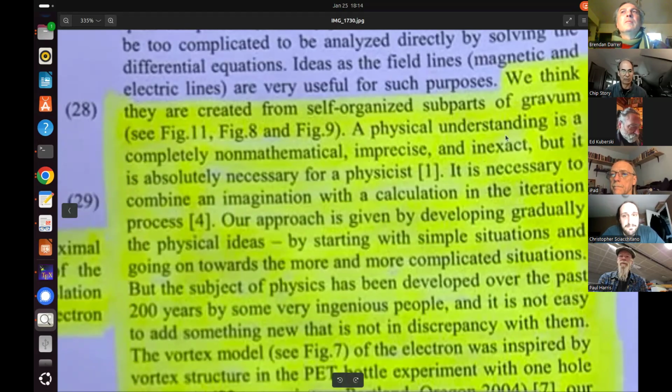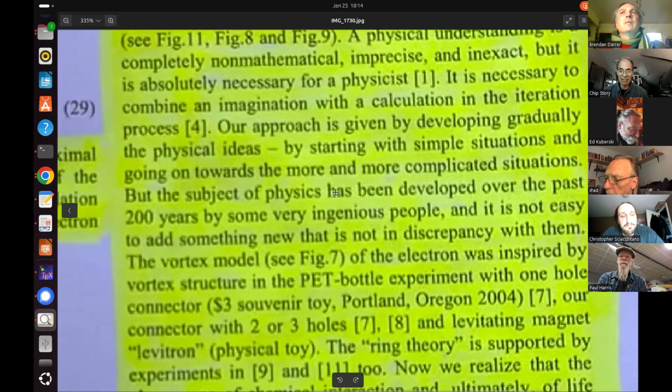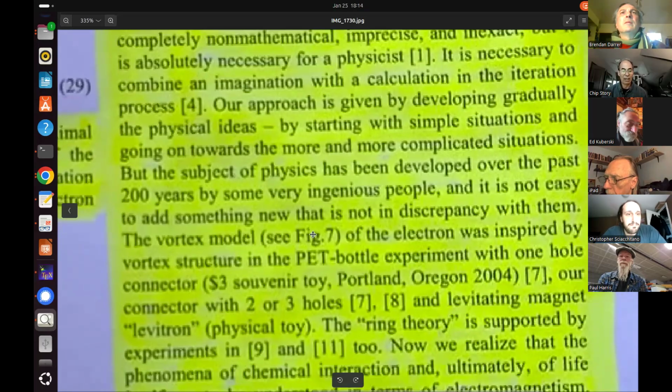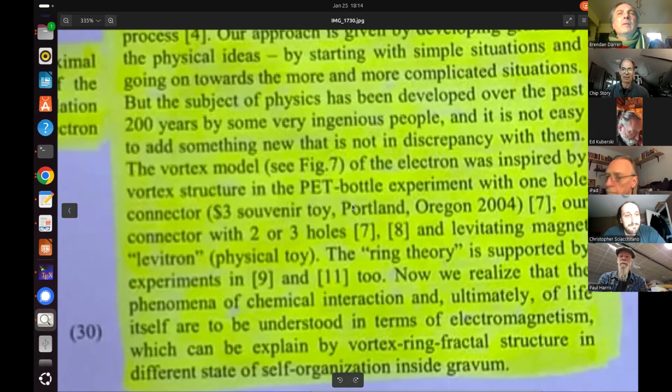Physical understanding is completely non-mathematical, imprecise, and inexact, but it is absolutely necessary for a physicist. It is necessary to combine imagination with calculation in the iteration process. I have no problems with that. Our approach is given by developing gradually the physical ideas, starting with simple situations and going towards more and more complicated situations. But the subject of physics has been developed over the past 200 years by some very ingenious people, and it is not easy to add something new that is not in discrepancy with them.